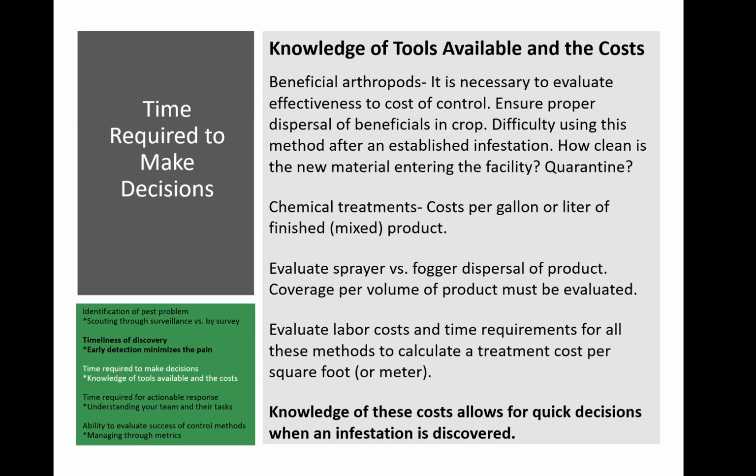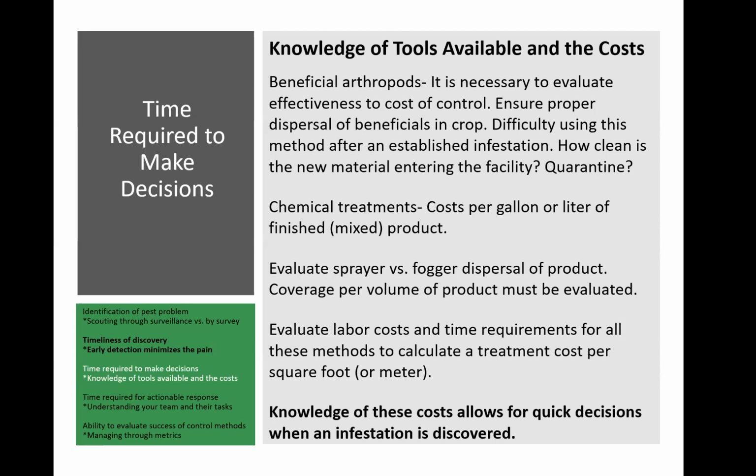Because if you're not being mindful of that, your beneficials may be overcome and not be able to keep you under control. And they're very expensive. They can be if they're not put out at a proper rate. So your chemical treatments. This is essential to recognize the costs per gallon or liter of finished mixed product, and recognize that often labels have a low, medium, and high rate, and then it's worth working those costs out as well. So how you're putting your product out, evaluating your sprayer versus a fogger.